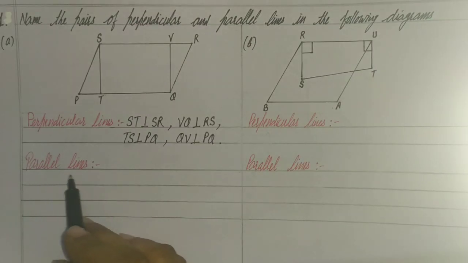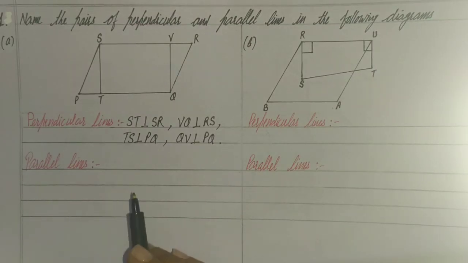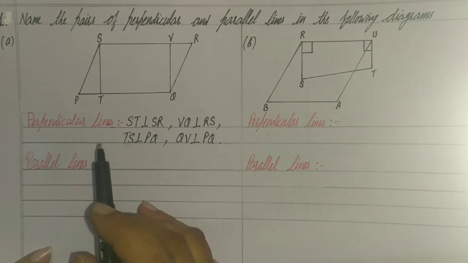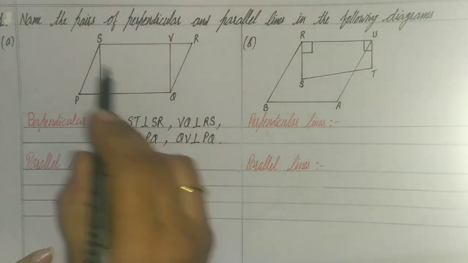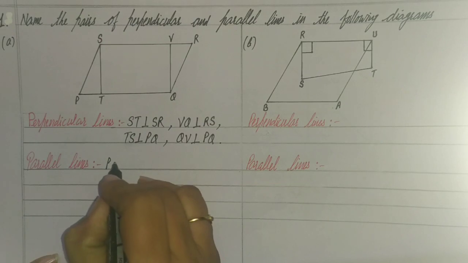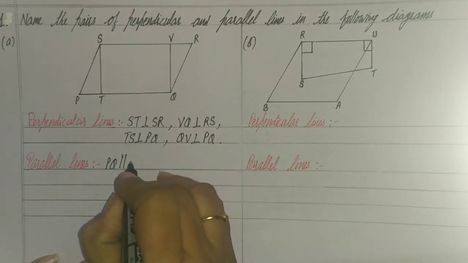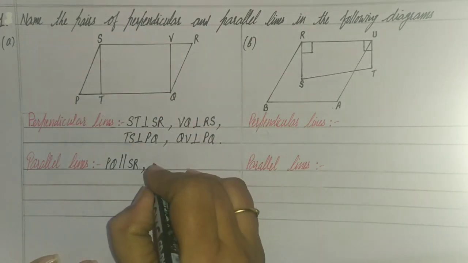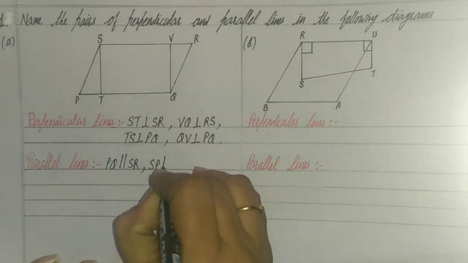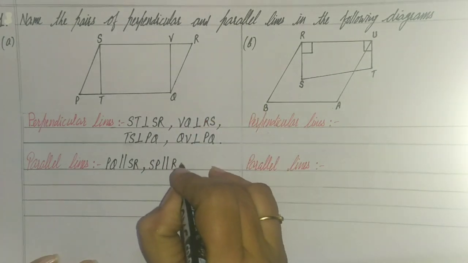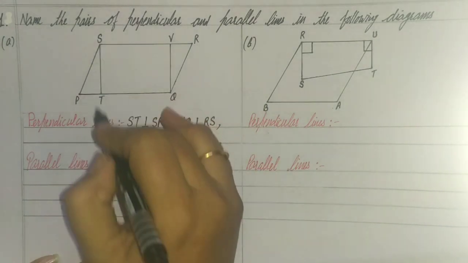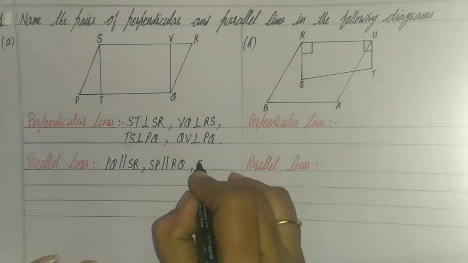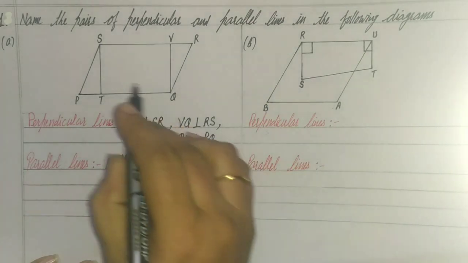Now let's talk about the parallel lines. Parallel means the distance between these two lines must be equal and the two lines must be opposite. So here PQ is parallel to SR, PS or SP is parallel to RQ, then ST is parallel to VQ.